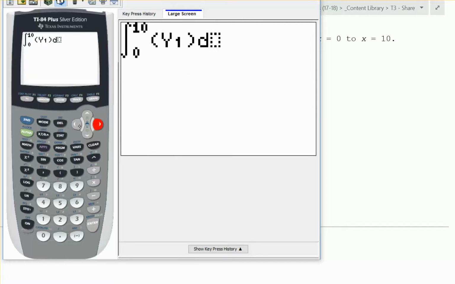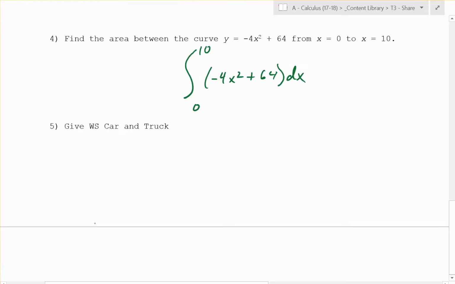And remember, you go to vars, y vars, enter, enter. Move your cursor over to x, and hit enter. Negative 693 1/3, negative 693.333. So now you can use your calculator to evaluate definite integrals.